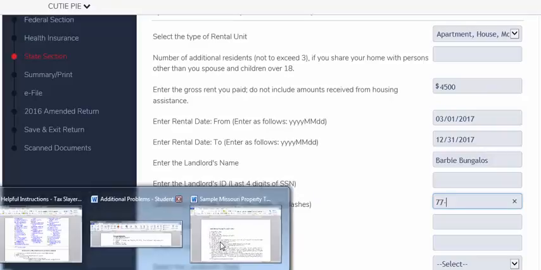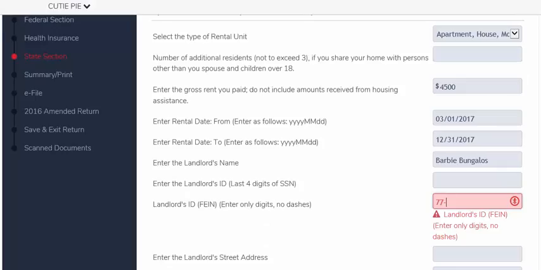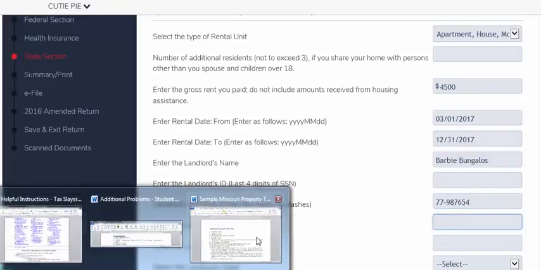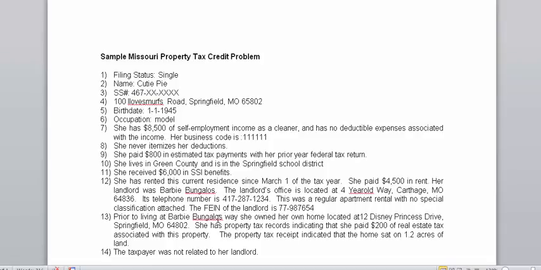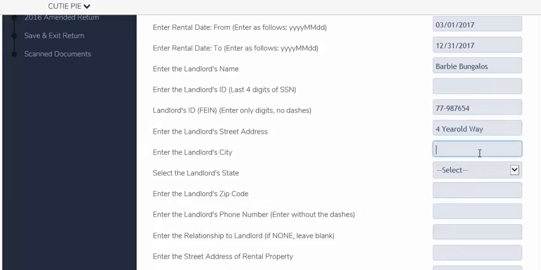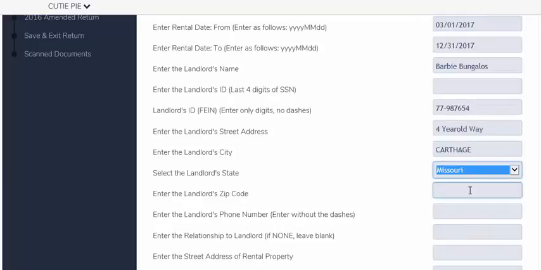What did we say that was? 77-987-654. Okay, and then the landlord's street address we need to have. They were located at 4-Year-Old Way, and the landlord operated out of Carthage, Missouri. And the zip is 64836.